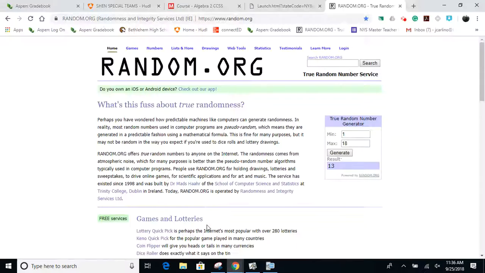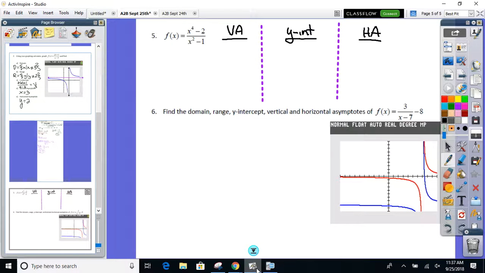Vertical asymptote. 2, vertical asymptote. I'll give you half credit for that. Isn't this where the denominator is equal to 0, correct?